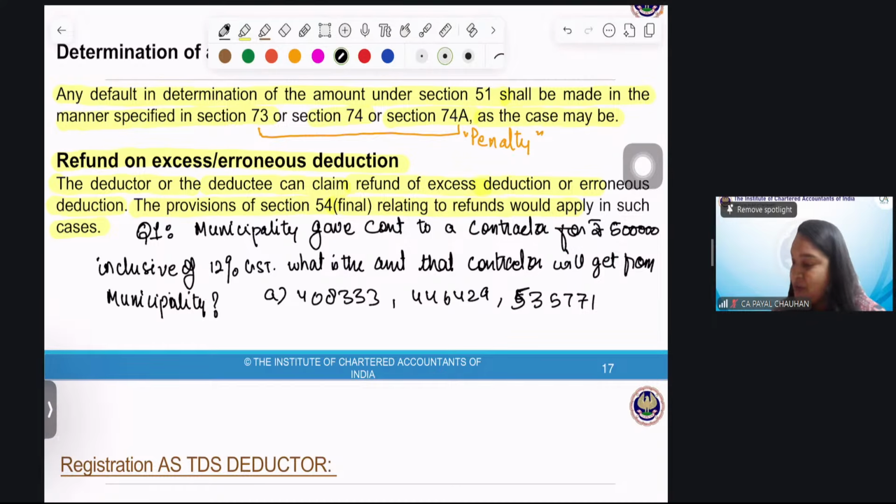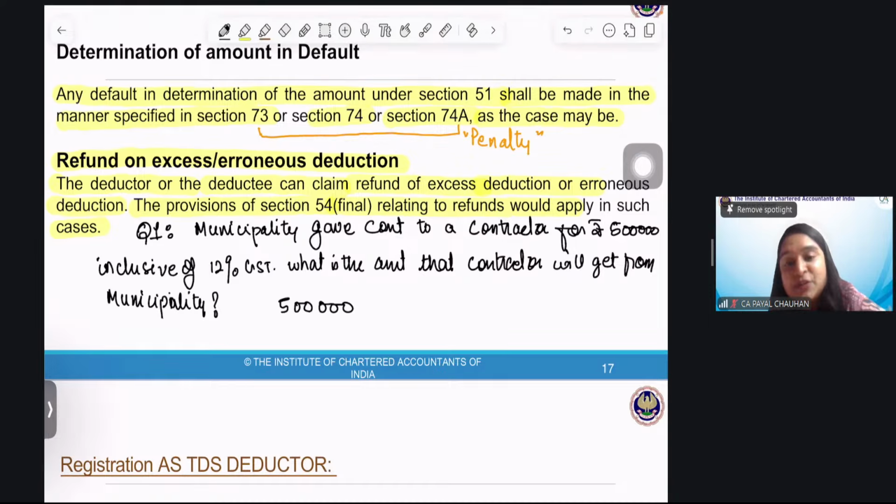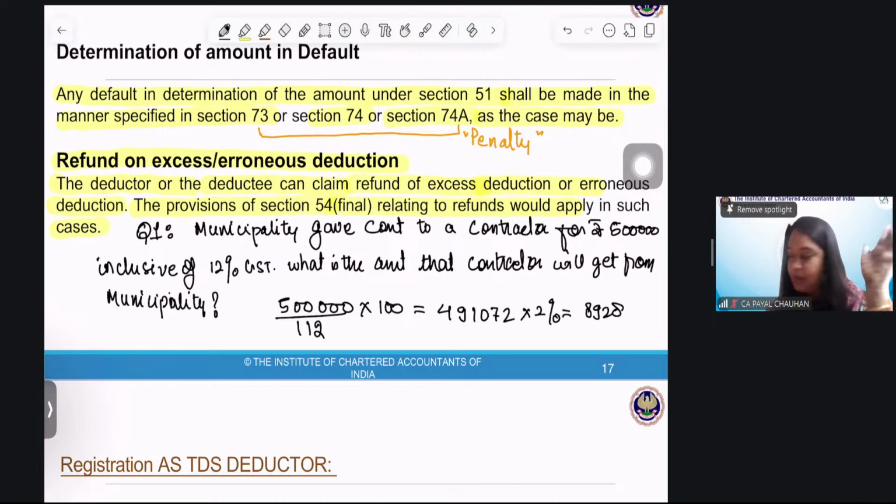Now I'll tell you how to calculate accordingly. I don't have a calculator, so you do it on my behalf. How much do I have to pay? 5 lakh rupees. But since the value is inclusive of 12% GST, we need to calculate the value excluding GST. Tell me how much this is. 491072. Perfect. This is the value without GST. Now, the TDS will be deducted at the rate of 2%. The answer is 8928. That I won't give you. Remember, I need to give you 5 lakh rupees, inclusive of GST, but I'll deduct 8928 as TDS.